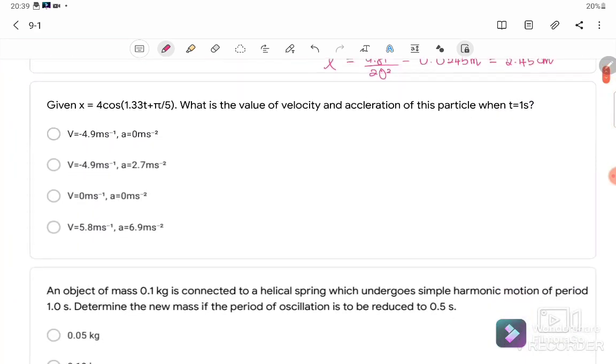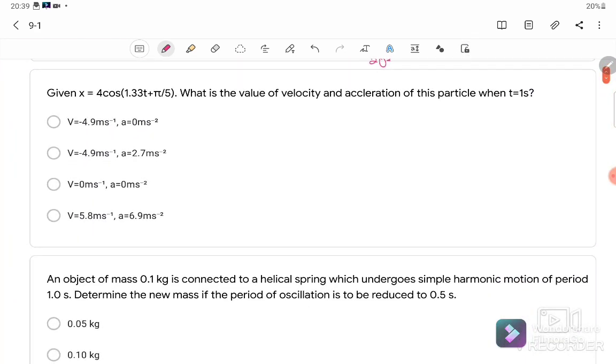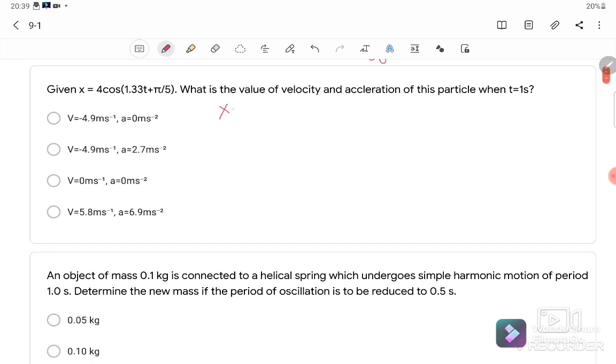Okay, question number 2. Given that x is equal to 4 cos of 1.33t plus pi over 5. So the equation gives us x equals 4 cos(1.33t plus pi over 5). What is the value of the velocity and also the acceleration of this particle when t equals 1 second? Here they give you the displacement, so we want to find the velocity.